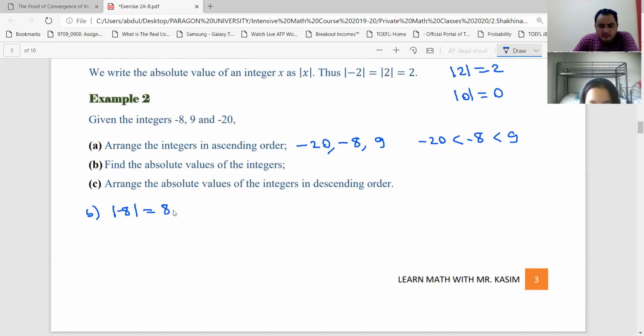8. And how about the absolute value of 9? It is 9. Absolute value of -20? 20. It's always positive, right? You are just ignoring the sign.